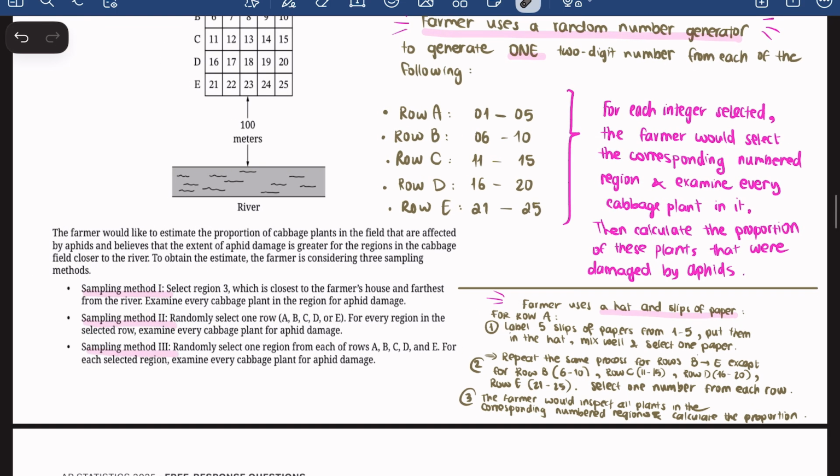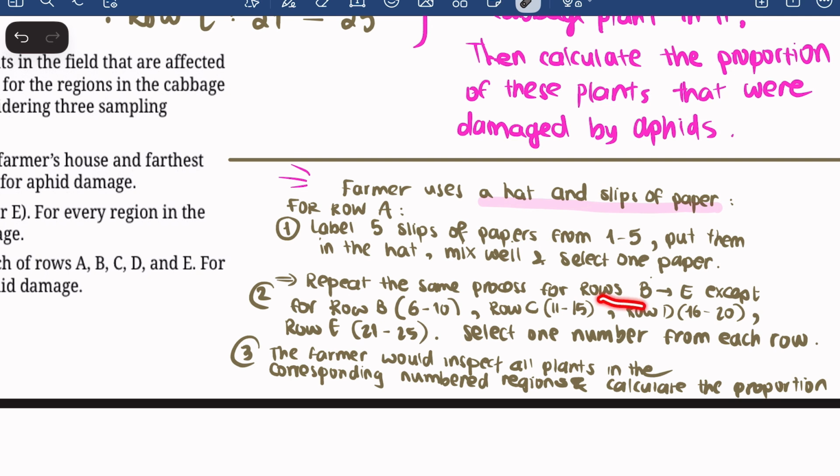Okay, and then you're going to repeat the process for all other rows, row B, C, D, and E, except, of course, you have to mention that for row B, you're going to take 5 new slips of paper and label them 6 to 10, and then choose a paper out of these values between 6 and 10. And also for row C, okay, again, in the hat, you're going to put papers that are labeled from 11 to 15 and mix them well, and then take one paper. Okay, so you're just labeling 5 slips of paper, putting them in the hat, mixing them well, and selecting one paper. Okay, 1 to 5 for row A, 6 to 10 for row B, 11 to 15 for row C, and so on for row D and row E.